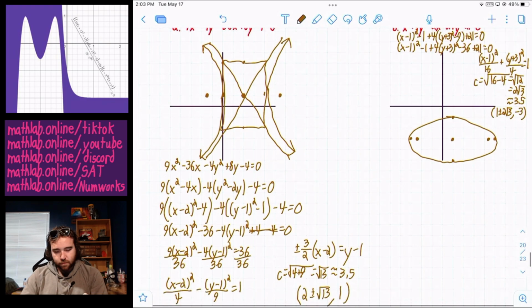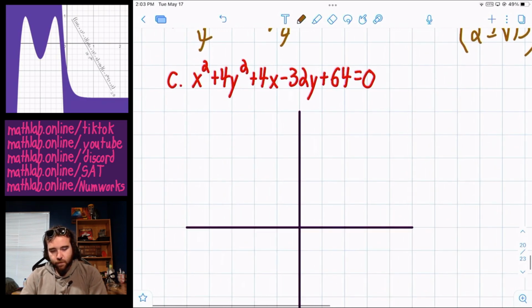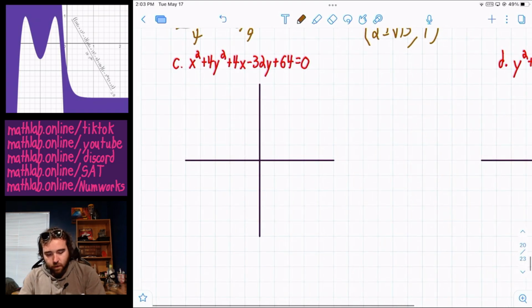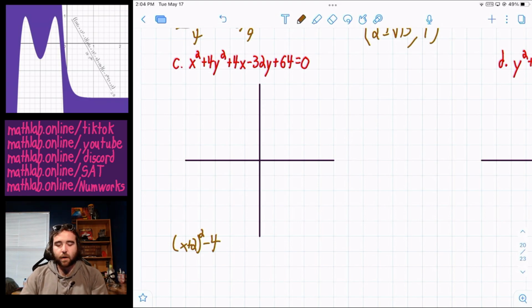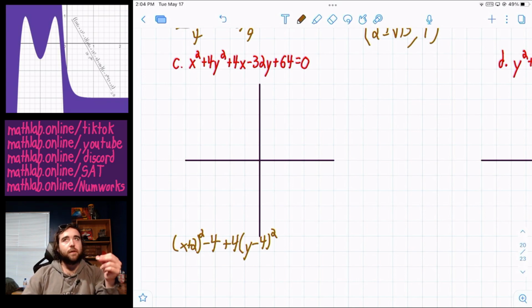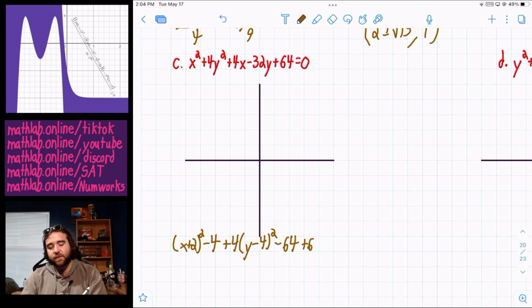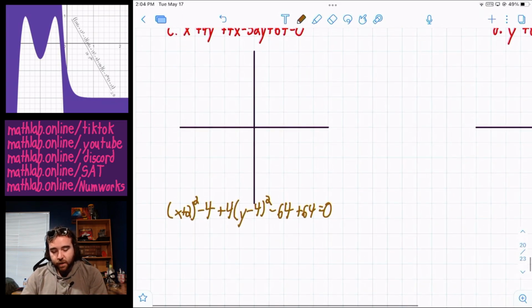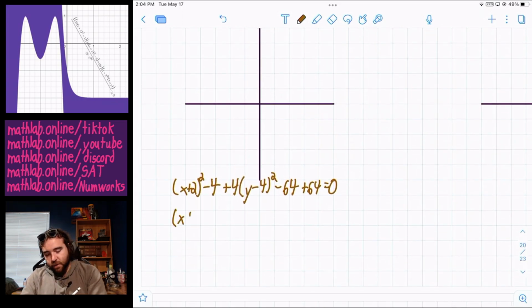Is that the same one? It's close. But so we can complete the square on the x's. X plus 2 squared minus 4. Let's try to do the y's all in one step. So we're going to have plus 4 y minus 4 squared. And then it would be minus 16, but it's going to be 16 times 4. So it's going to be minus 64. Oh, and then plus 64 equals 0. So those cancel, so we just have the 4, and then we divide by 4. So it's x plus 2 squared over 4 plus y minus 4 squared equals 1.